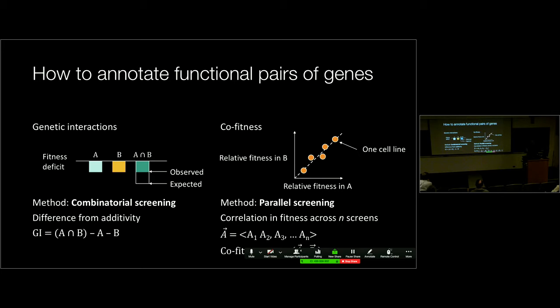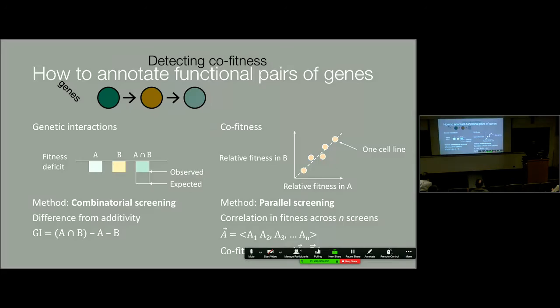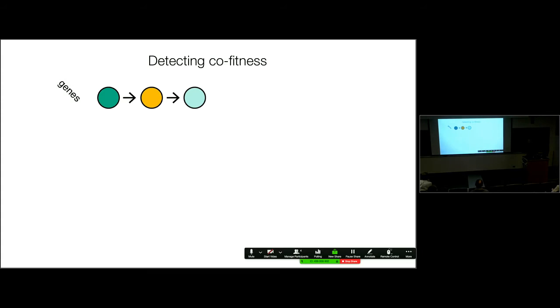And this is achieved not through combinatorial screening, but parallel screening, many one-dimensional screens across different conditions. And this is assessed, very difficult to see under these circumstances, by taking a Pearson correlation of vectors A and B, which gives you a sense of how related these two genes are. So I'm going to go into this in more detail with an illustration of how this works.